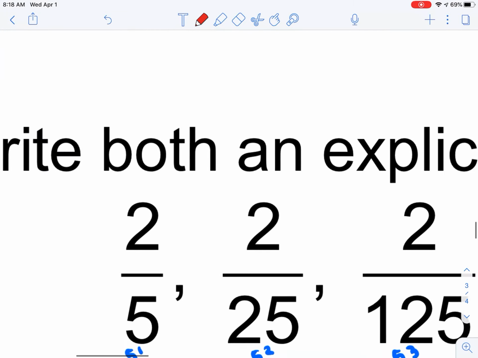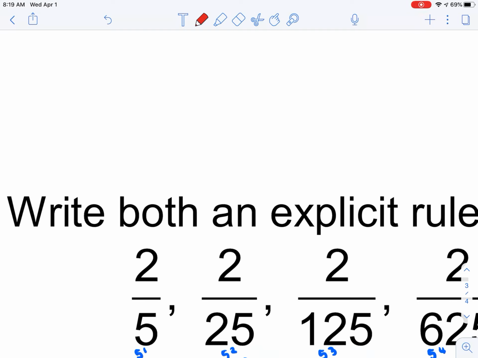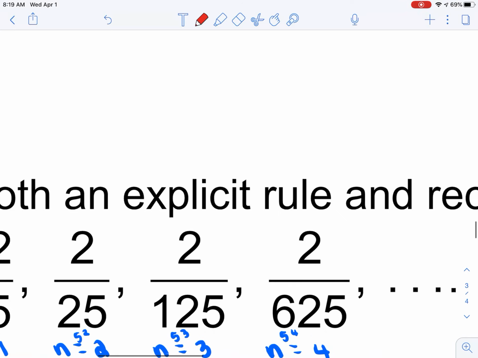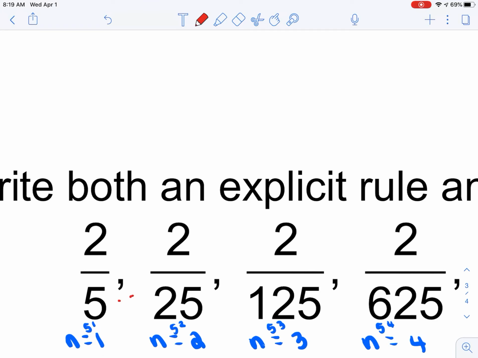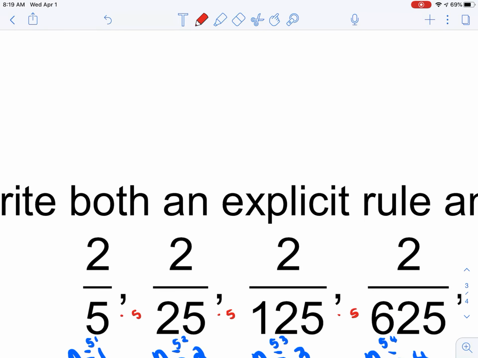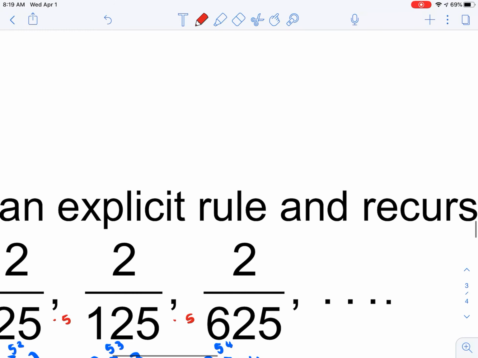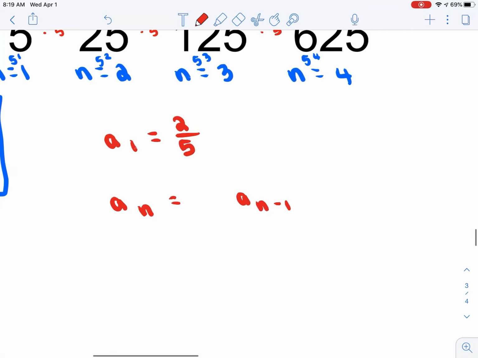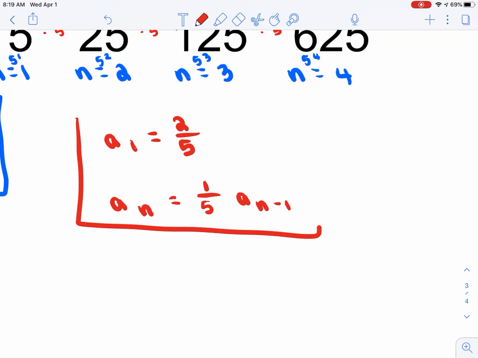So instead of looking at the n value, kind of ignore that, just think about what I do to this first term to get to the second term. Well, I don't change the numerator, but the denominator is getting multiplied by 5. Notice for the second term, what do I do to get to the third term? Again, I'm multiplying the denominator by 5. Do you see how you're focusing on what you are doing to the first term to get to the second? You're not thinking about n. It doesn't matter which term it is. It's what you are doing to the previous term to get to the next term. So I'm basically taking the denominator and multiplying it by 5. So you take the previous term and multiply by a fifth, and that would be your recursive rule.